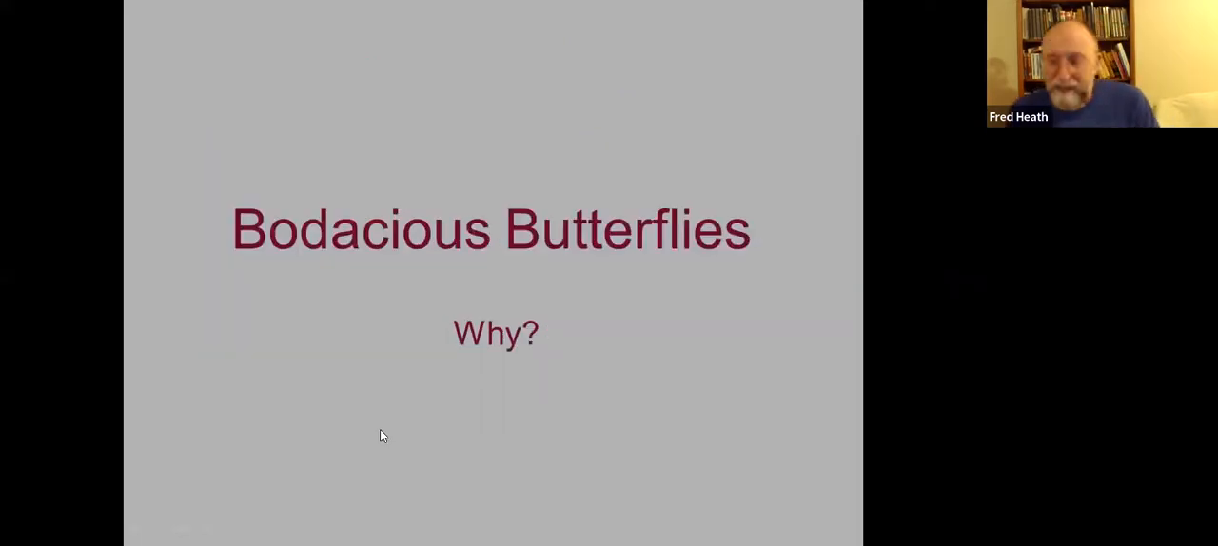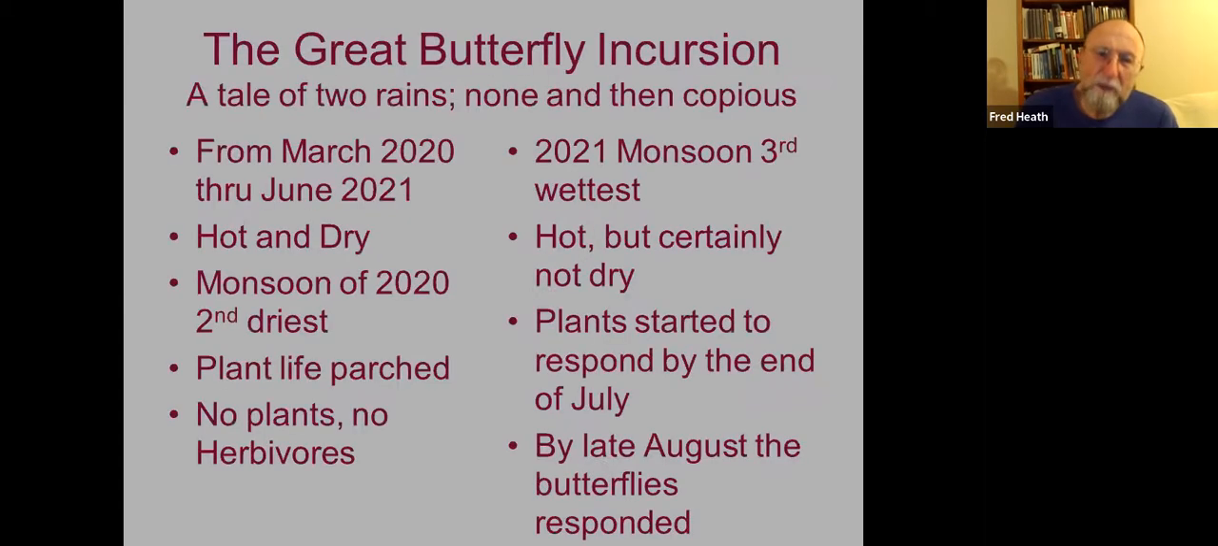Okay, finally, our last step here, the bodacious butterflies. Why were they so bodacious? Why were they everywhere last year? Okay, so it's the tale of two different rains. One is none. From March of 2020, the spigot got shut off. It became hot and dry. Our monsoon of 2020 was the second driest. I think the year 2020 as a whole was the driest ever.